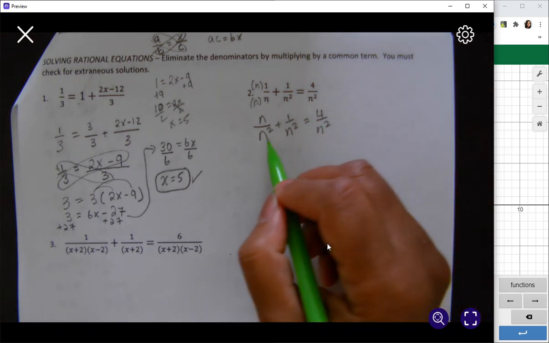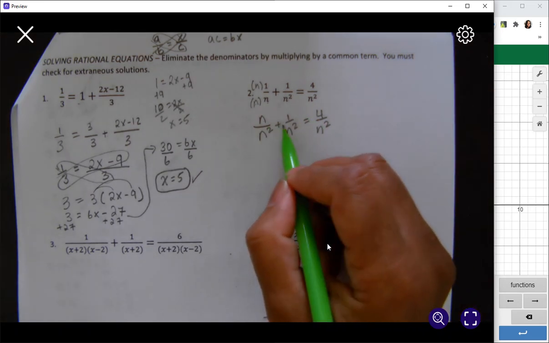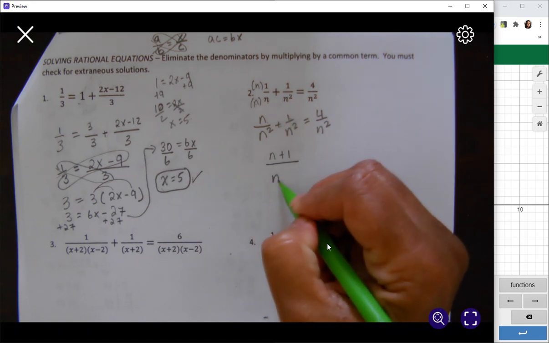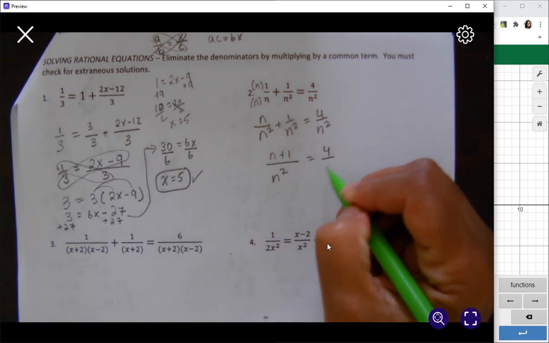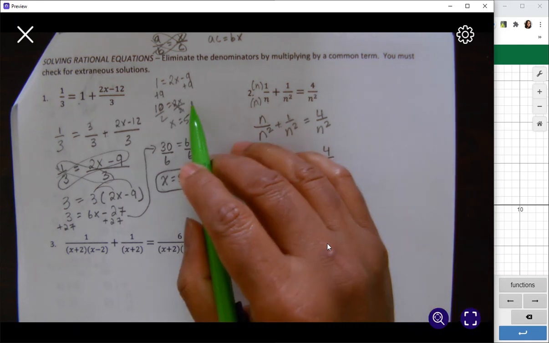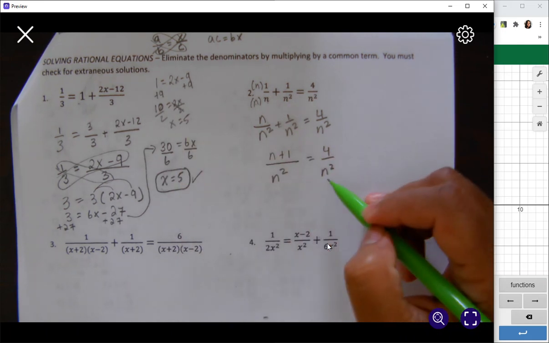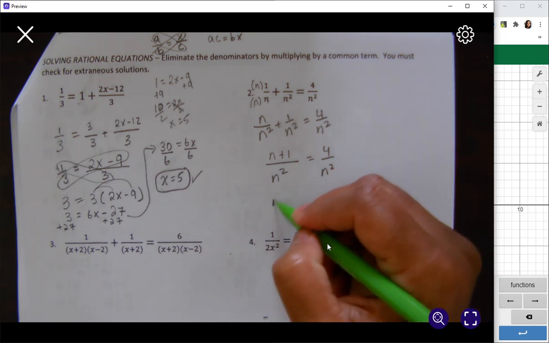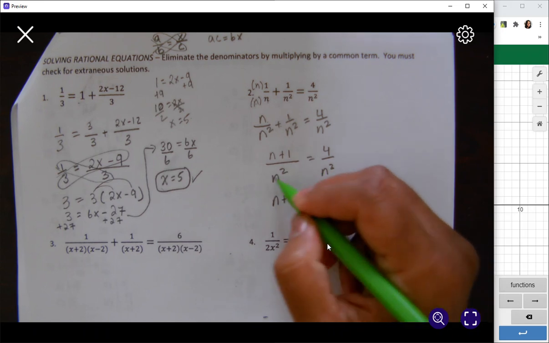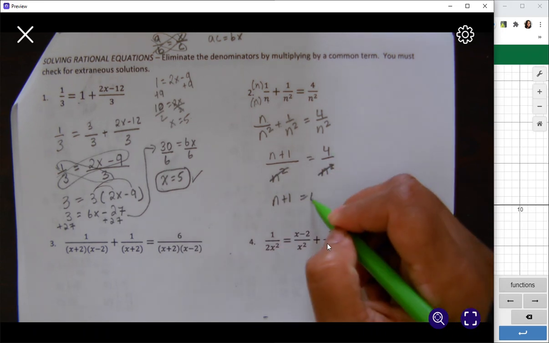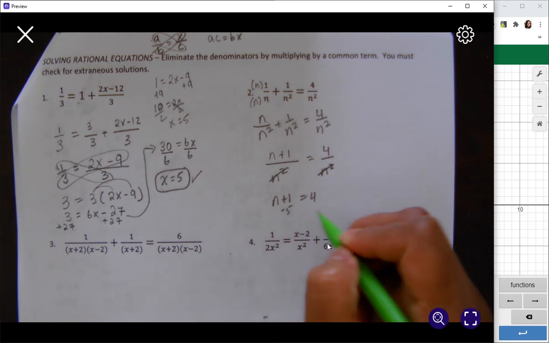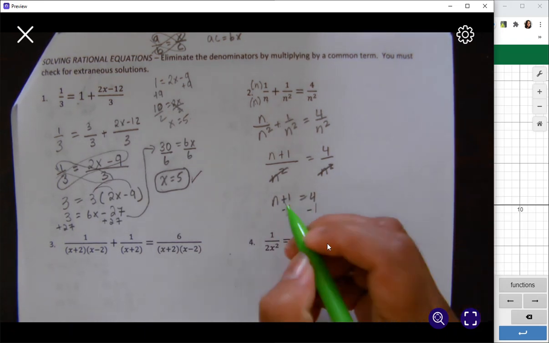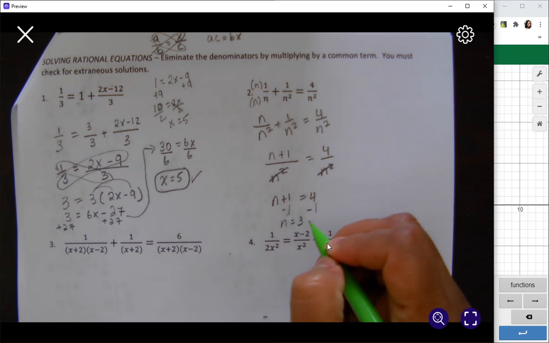Okay, and then here I can just put the numerators together. So n plus 1 is just n plus 1. I cannot combine those. And this is the different method I was talking about. If you have the same thing in the denominator, you can just cross them out and set the numerators equal to each other. So n plus 1 equals 4. And now I can solve this. Minus 1, minus 1. So you have n equals 3.